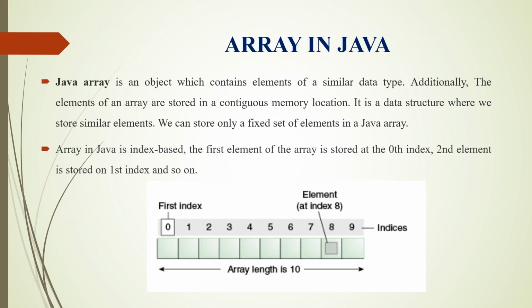What is an array? An array is an object in Java and it contains elements of similar data type. An array is a data type which will have all the elements of the same type. The elements of arrays are stored in contiguous memory location. Contiguous means continuous memory location. We can also say array is a data structure where we store elements.